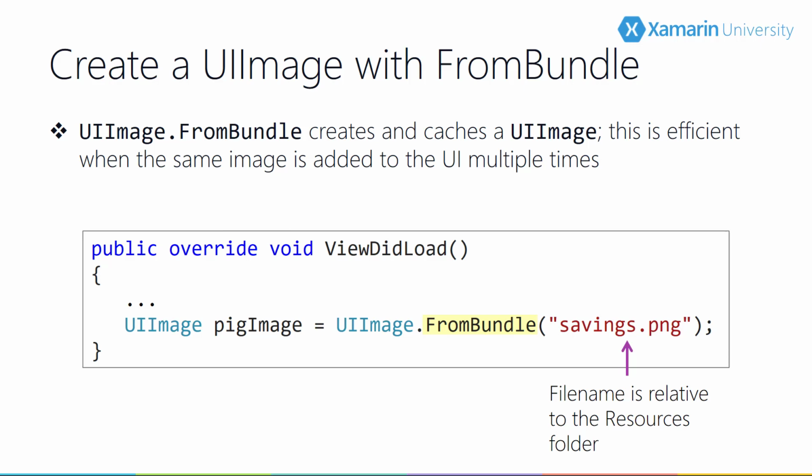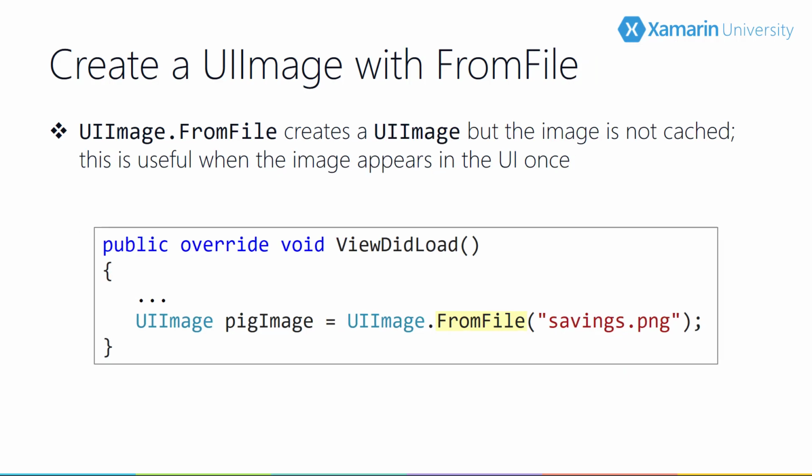Now the same idea applies with FromFile, except the only difference is that FromFile will not cache the image. So you should potentially use this if the image only appears in your UI one time. And once again, the string file name here is relative to the resources folder.